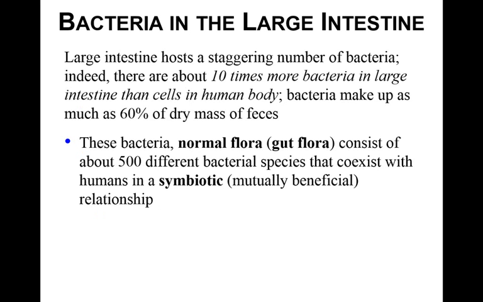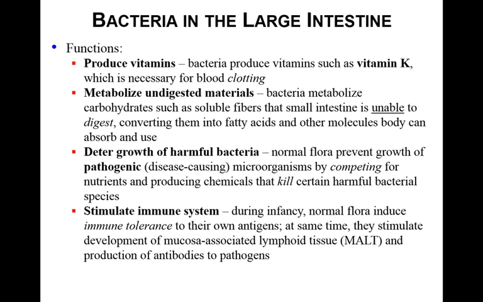Now, the large intestine has a ton of bacteria, 10 times more bacteria than any other cell in the body. And these bacteria, called normal flora or gut flora, there's about 500 different types of bacteria that coexist with humans in a symbiotic relationship. And here's what these bacteria do.